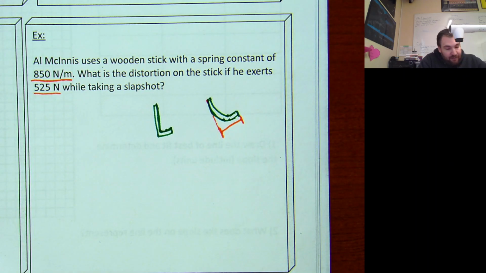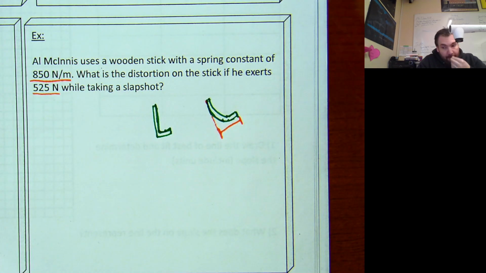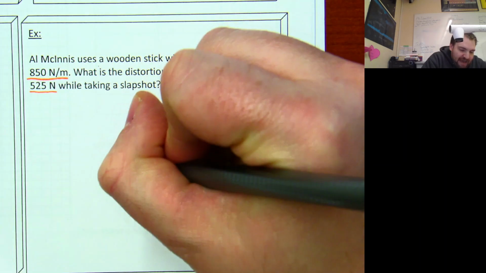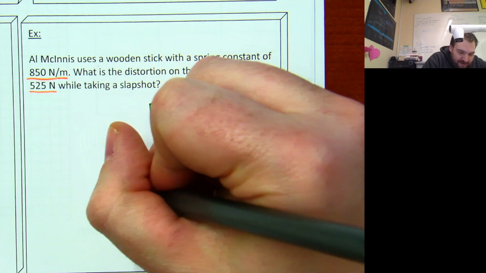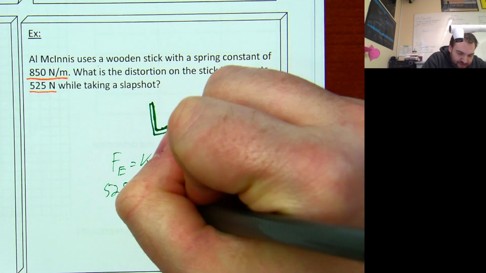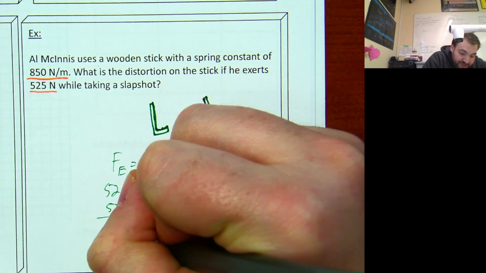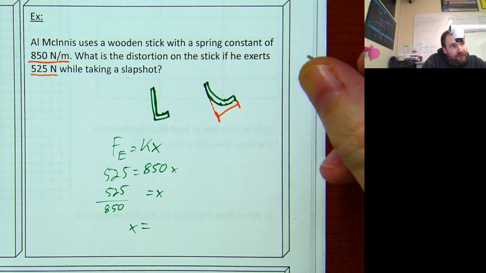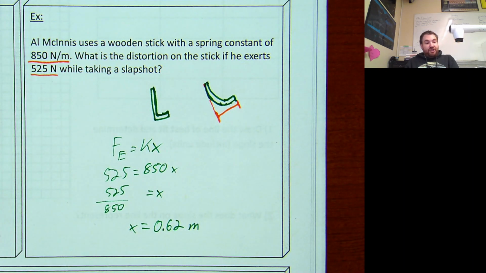Sorry? How fast does it go if it bends 60 centimeters? Is that what you found? 62 centimeters? Okay, so let's finish this off real quick here then. F elastic equals Kx. So we had 525 equals 850, that's our K value, times X. So then you found that the extension was 525 divided by 850. So you said, Manuel, that X is equal to 0.62 meters. So that's 62 centimeters. That's just over 2 feet.